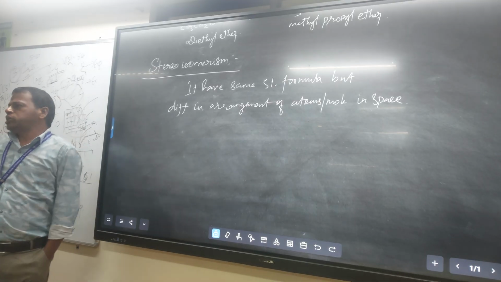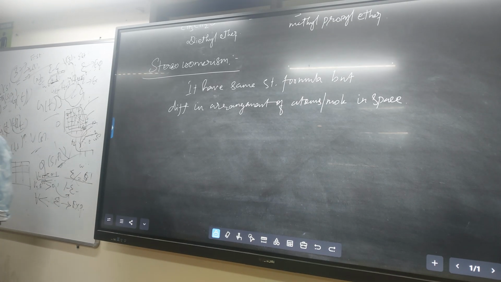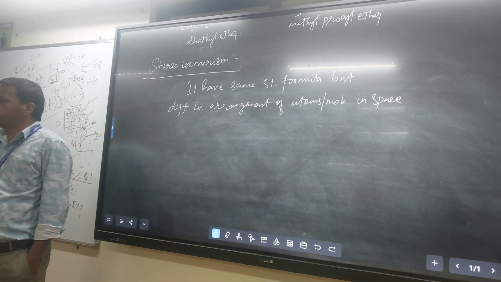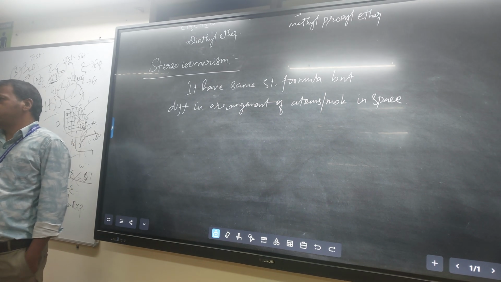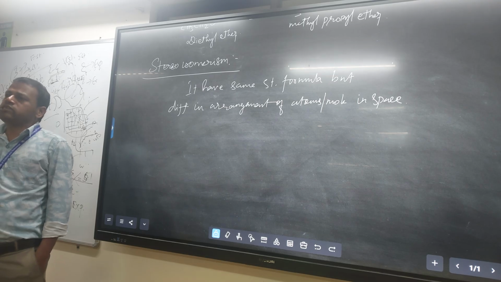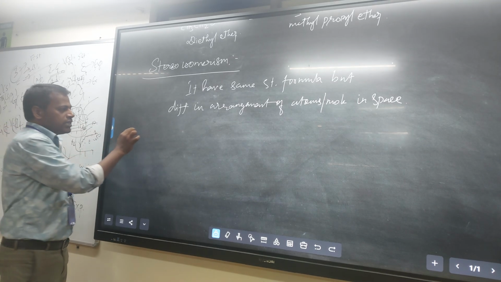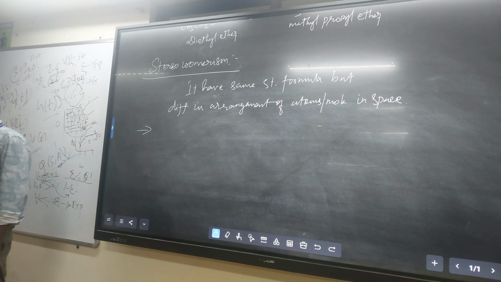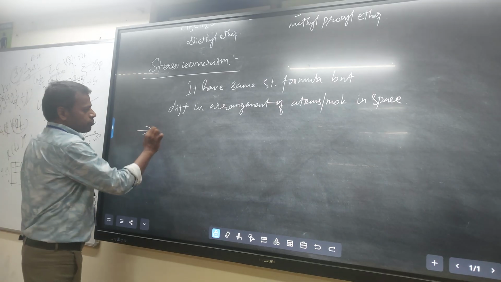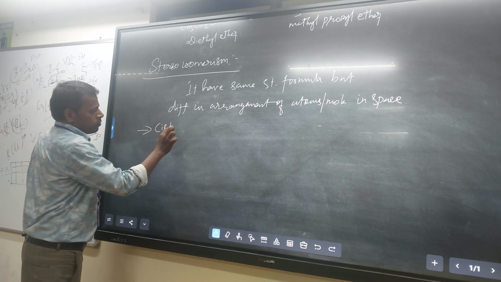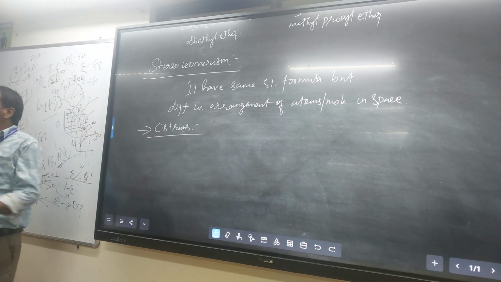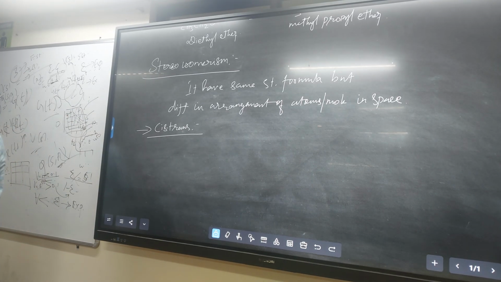So stereoisomerism: the molecular formula is the same, but it differs in the arrangement of atoms in space. Here we classify two types of isomerism. One is cis-trans isomerism, another one is optical isomerism.